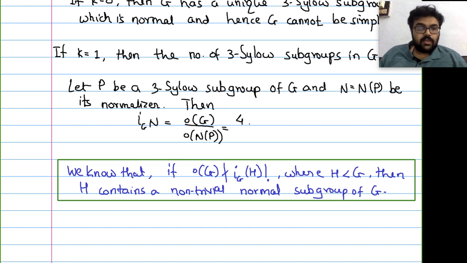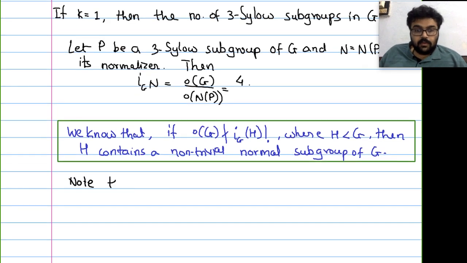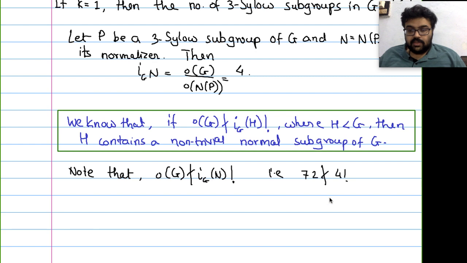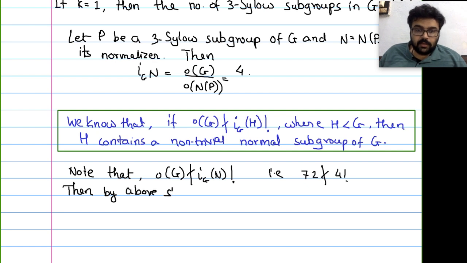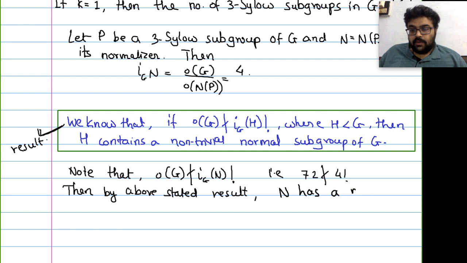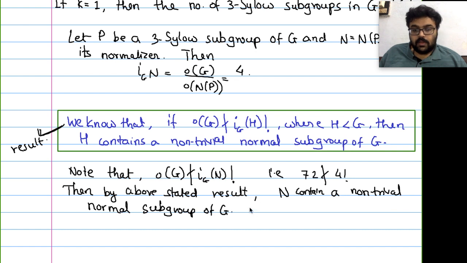So what we are saying here is that the order of G does not divide the index of N factorial. That means 72 does not divide 4 factorial. Then by the above stated result, N contains a non-trivial normal subgroup of G. So in that case also we got a normal subgroup of G. Hence G cannot be simple.